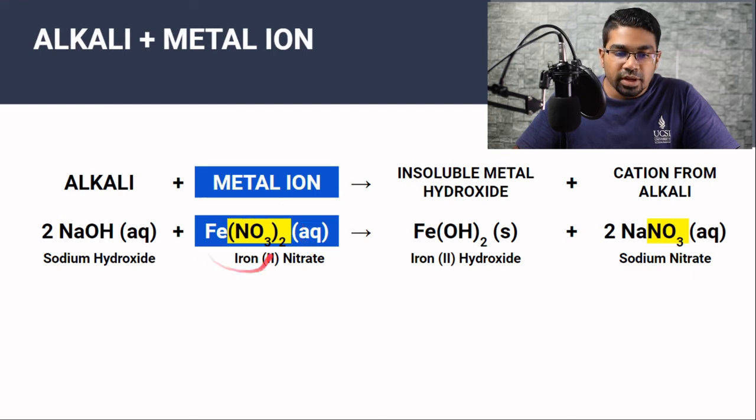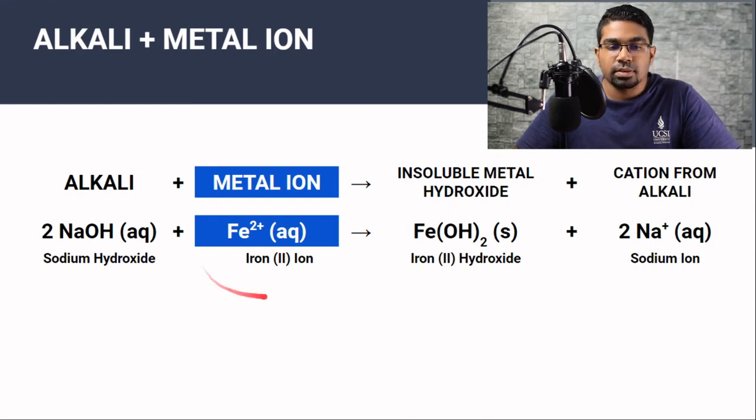Then these nitrate ions will also be the anions of the cation from the alkali. So in this example, it will be sodium nitrate. We have iron 2 nitrate, then it becomes sodium nitrate. Sodium nitrate is also soluble. So this is without the anion, but in actual fact, it comes as an ionic compound.